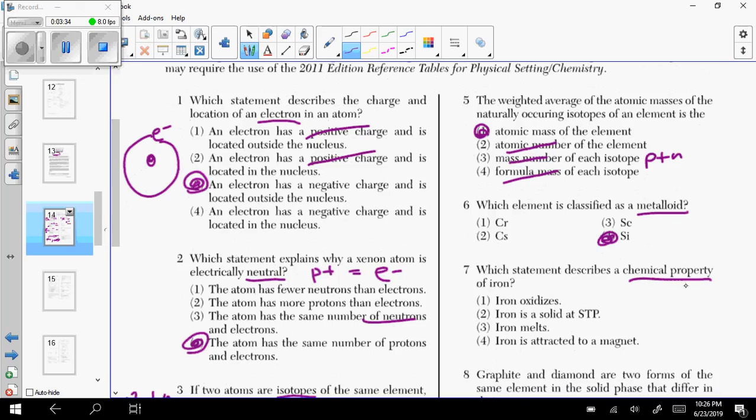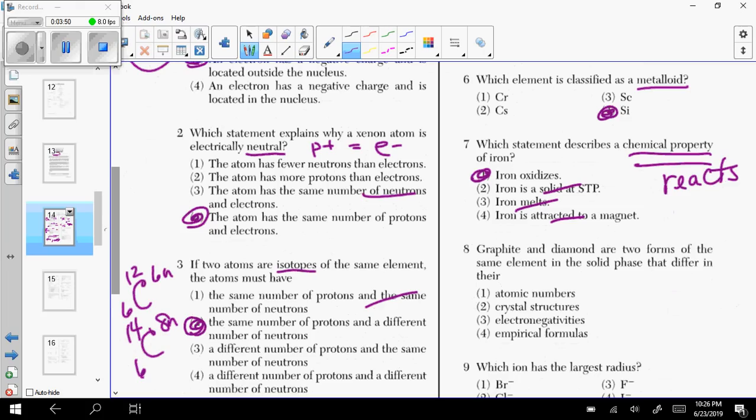Which statement describes a chemical property of iron? So a chemical property shows how it reacts. So oxidizes, there we go, that's a reaction. A solid, melting, or attraction to a magnet, those are all physical properties. Graphite and diamond are 2 forms of the same element in the solid phase that differ in their. So they're both carbon, and so graphite and diamond have the same atomic number, but they definitely have a different structure. So they have different properties based on their different structure. If they're the same element, they would have the same electronegativity and the same formula.